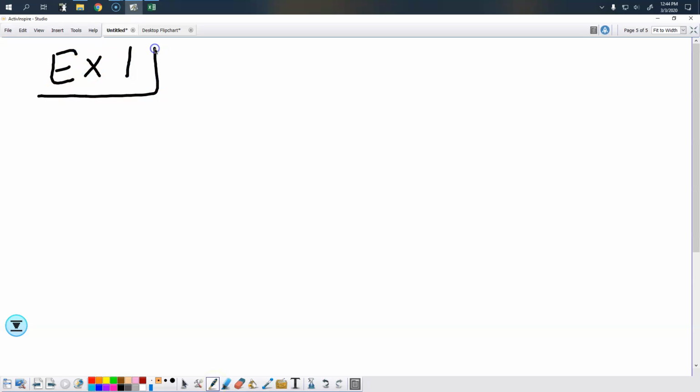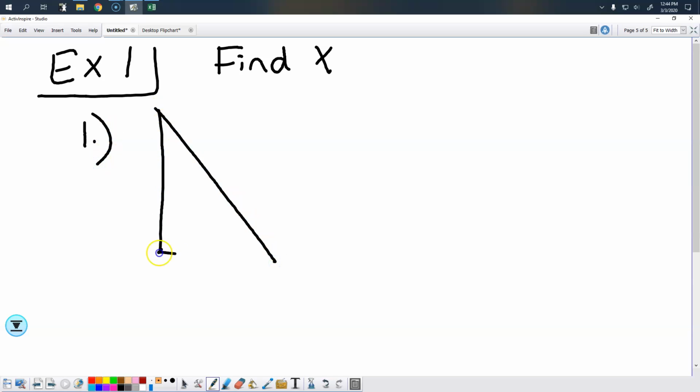Example 1. Find x. Number 1. Okay, we'll go with it. Which you guys will be thankful for tomorrow at your SAT. I bet you they'll have at least one Pythagorean Theorem question on there.